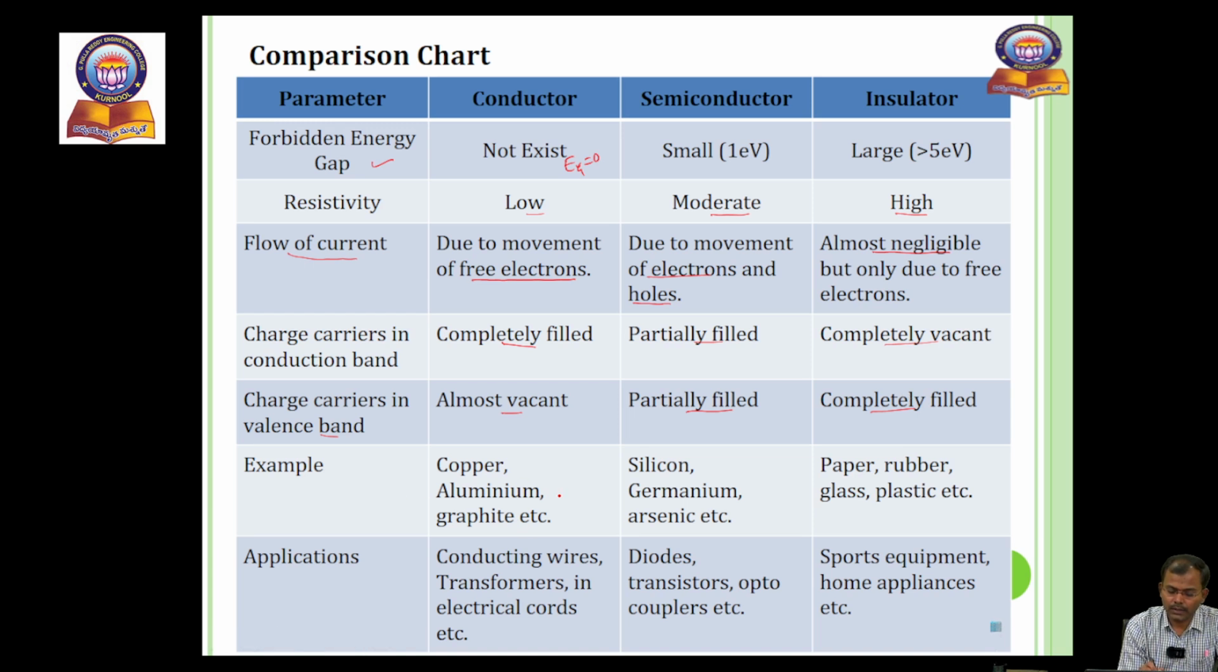Examples: copper, aluminum, graphite. Semiconductors are silicon, germanium. Insulators are paper, rubber, glass. Applications: conducting wires, transformers and electrical cars are used for conductors. Semiconductors are diodes, transistors, optocouplers. Insulators: sports equipment, home appliances.